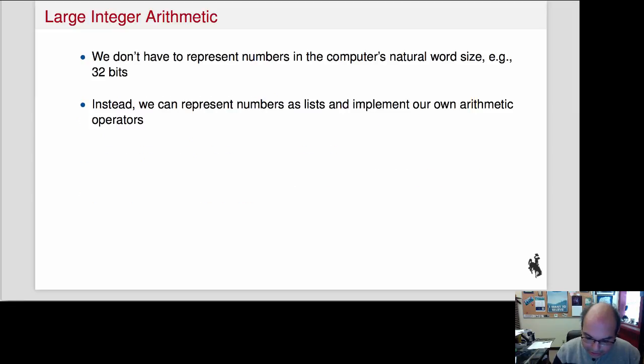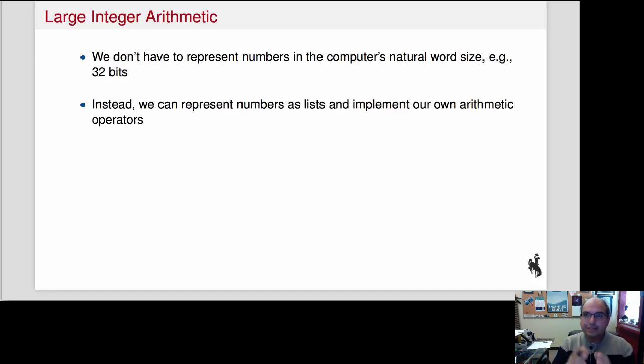So sometimes we actually do want to represent larger numbers. And here's the trick: we don't have to do what the computer gives us. The computer gives us a 32-bit adder, but we don't have to use that 32-bit adder, or the 64-bit adder. Instead, we can do it in software. So what we'll do is represent our numbers not as a word in the computer, but as a list of words.